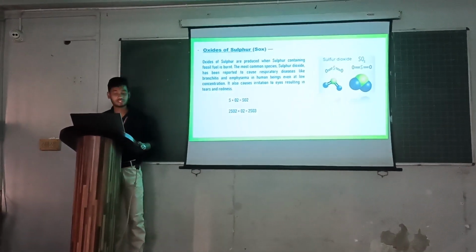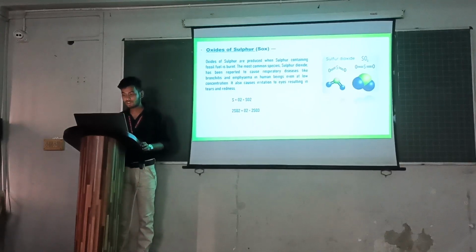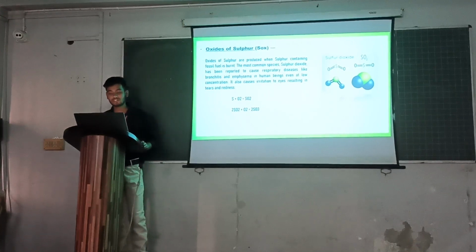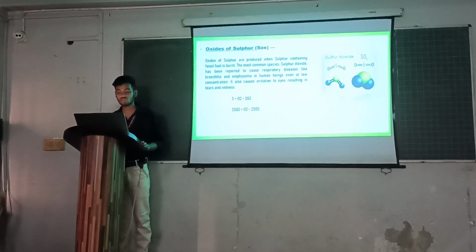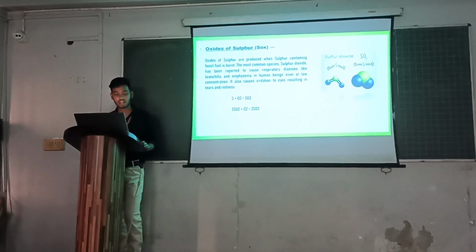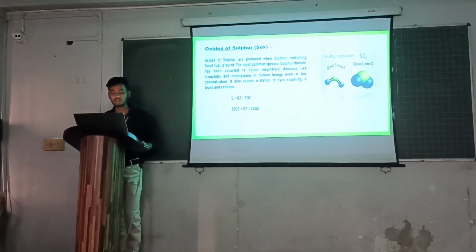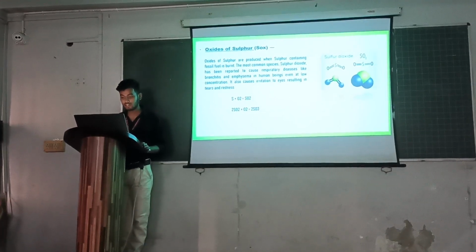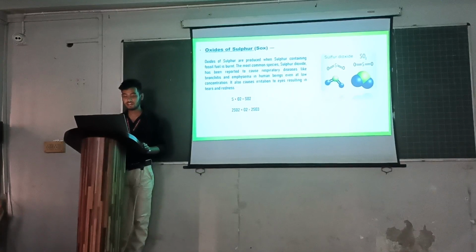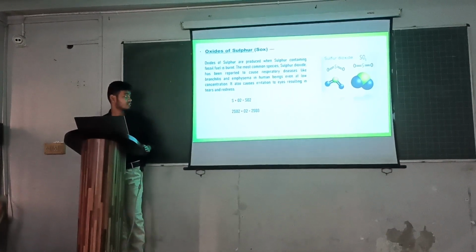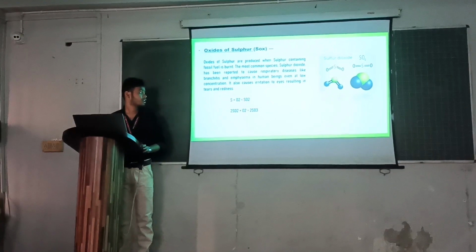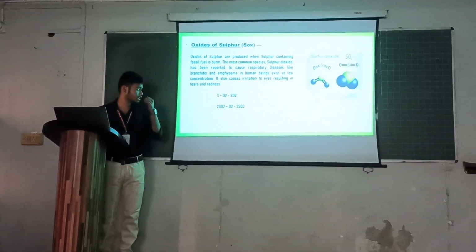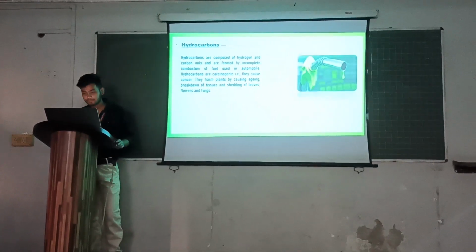Next one is oxides of sulfur. Oxides of sulfur are produced when sulfur-containing fossil fuel is burned. The most common species, sulfur dioxide, has been reported to cause respiratory diseases like bronchitis and emphysema in human beings even at low concentration. It also causes irritation to the eyes, resulting in tears and redness. Here, sulfur reacts with oxygen and forms sulfur dioxide. Again, sulfur dioxide reacts with oxygen and forms sulfur trioxide.